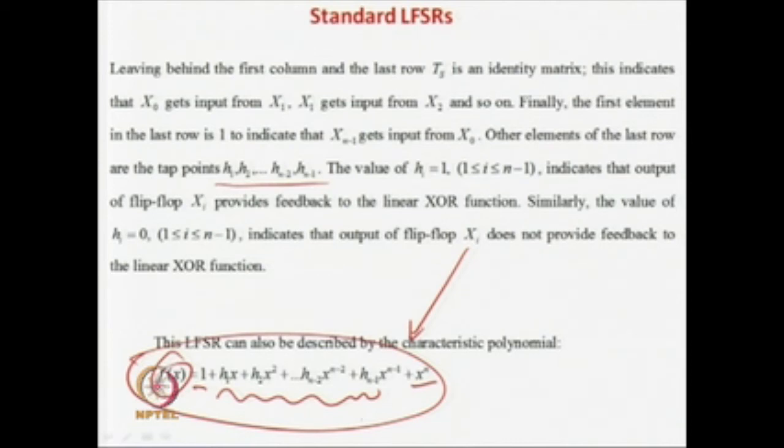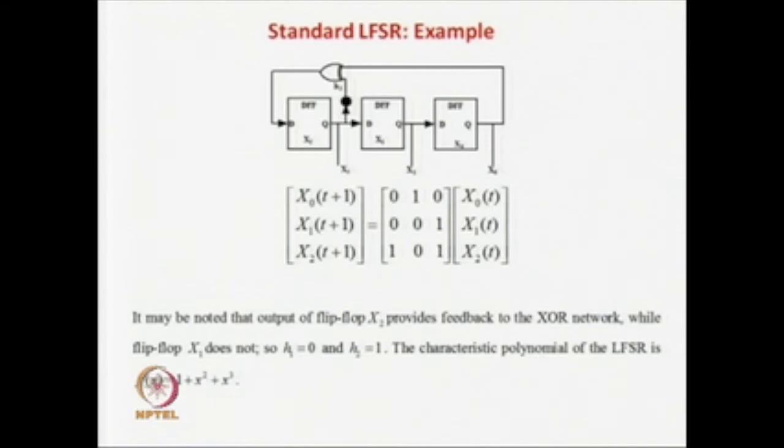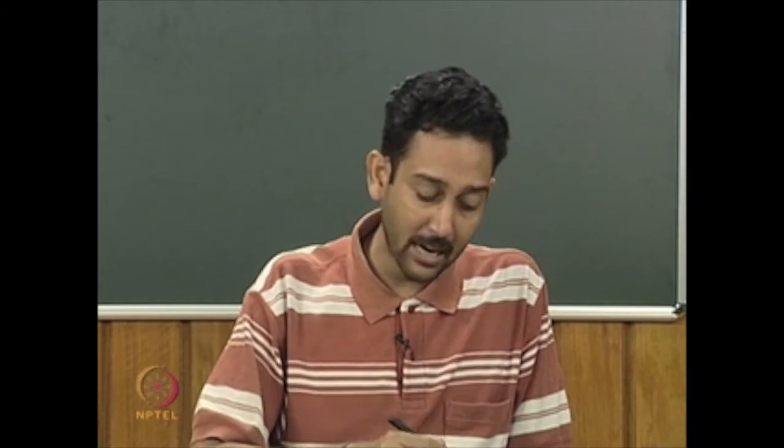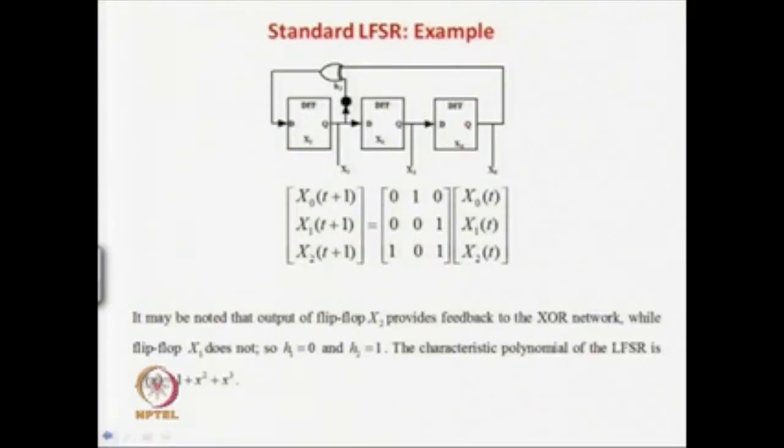So, we are not going into the theory, but by using the theory and the characteristic polynomial, you can easily find out whether it will go through the near exhaustive case or it will not go for the near exhaustive generation and so forth. So, we will start with an example, because there is a lot of theory involved in this LFSR, so it is better to explain with an example.